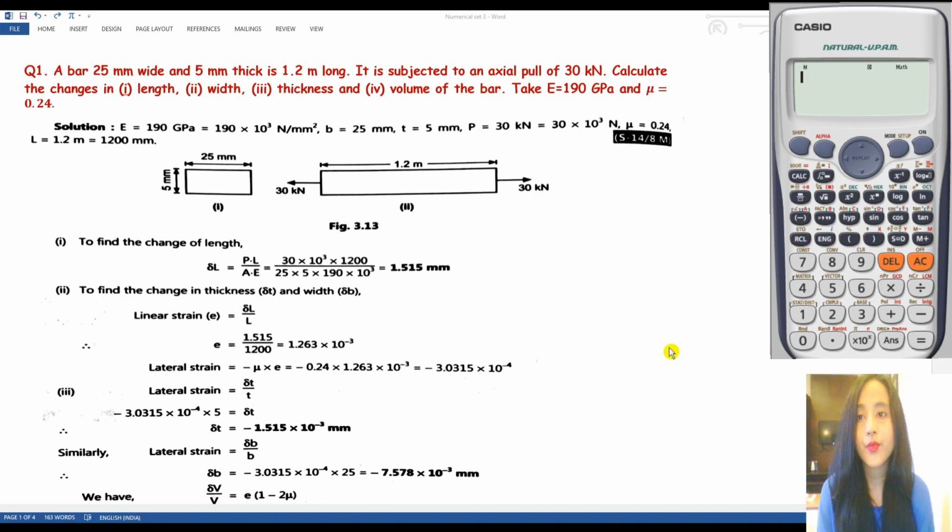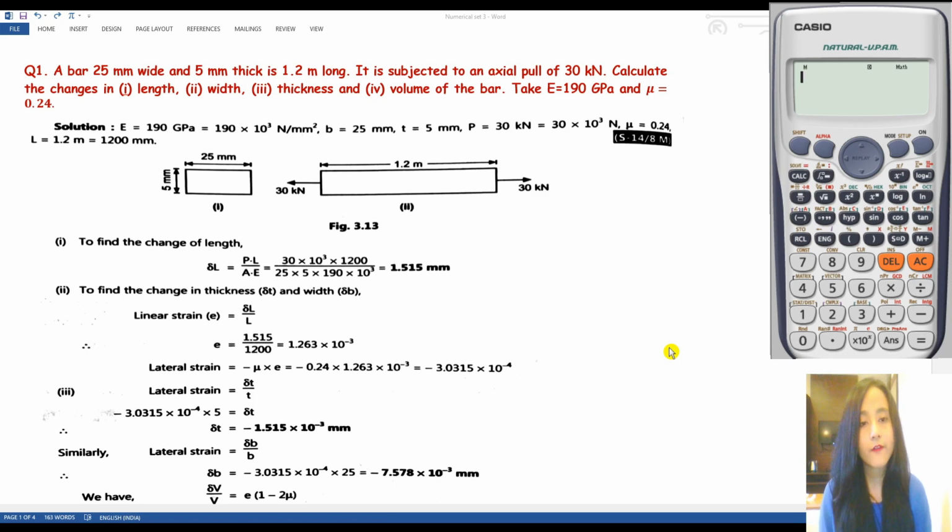A bar 25 mm wide and 5 mm thick is 1.2 meter long. It is subjected to an axial pull of 30 kN. Calculate the changes in 1. Length, 2. Width, 3. Thickness, and 4. Volume of the bar. Take E equals to 190 GPa and mu equals to 0.24.